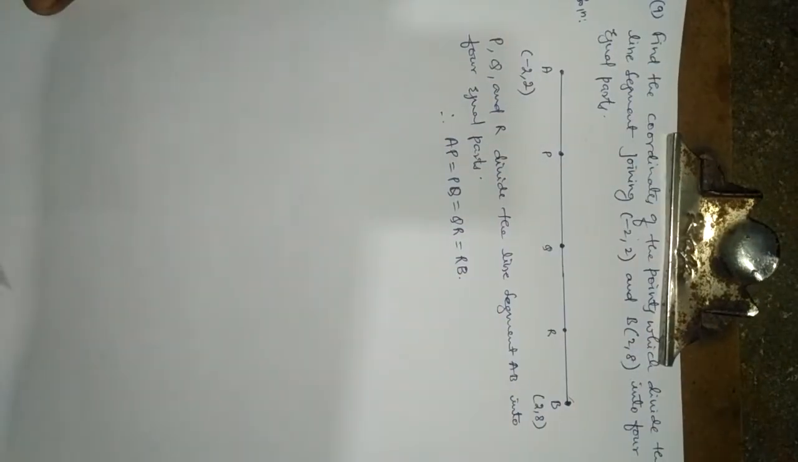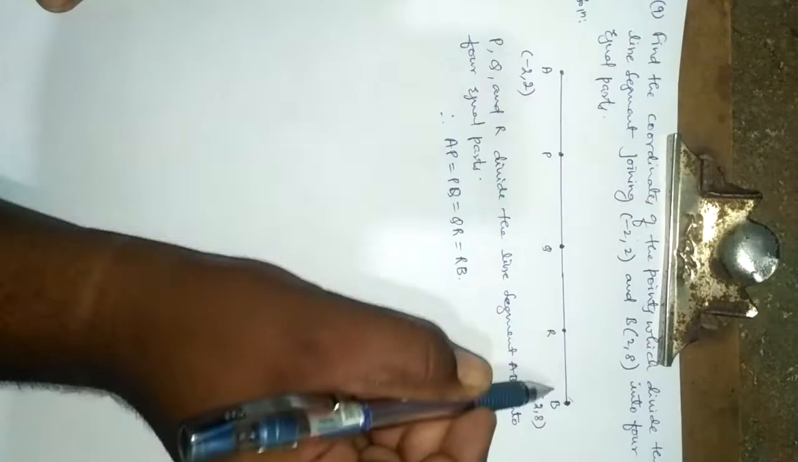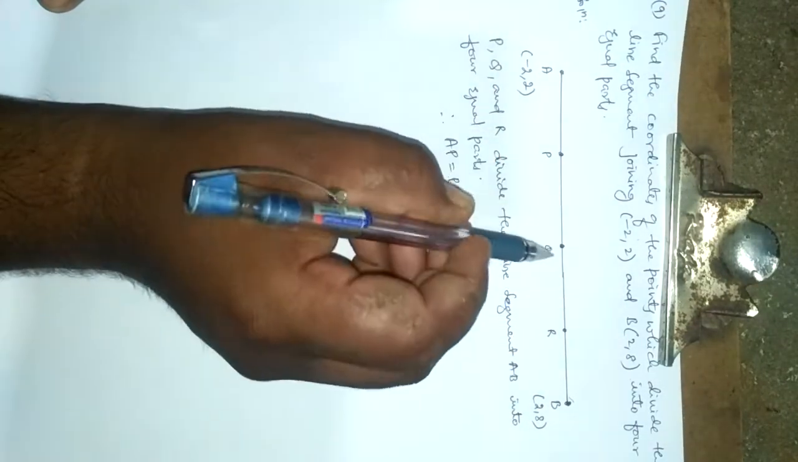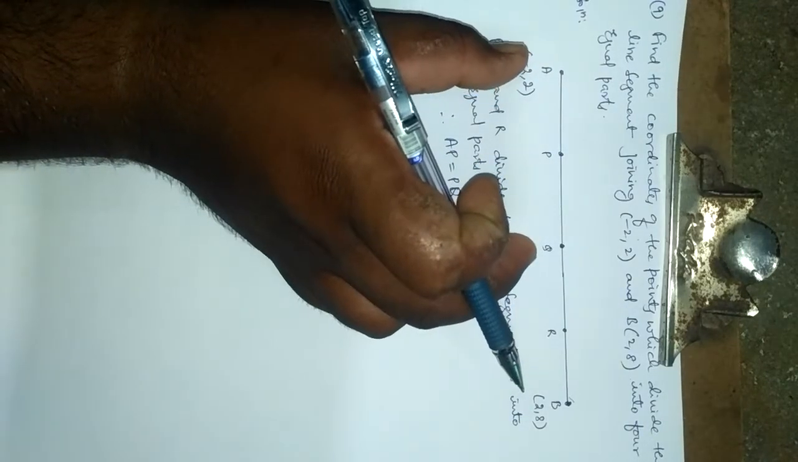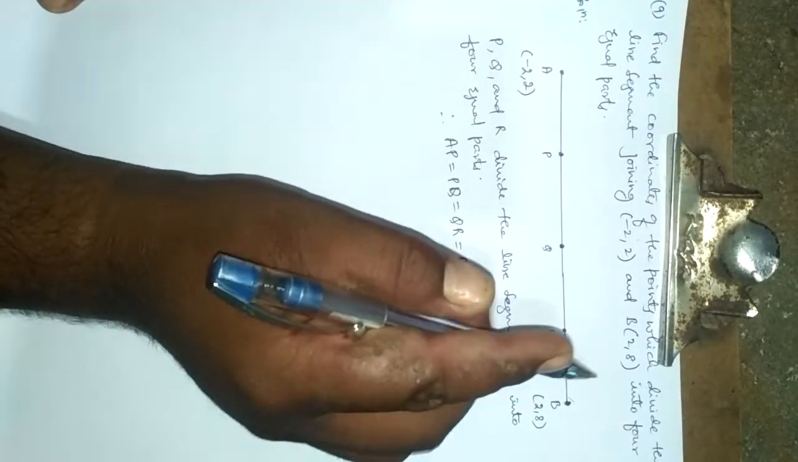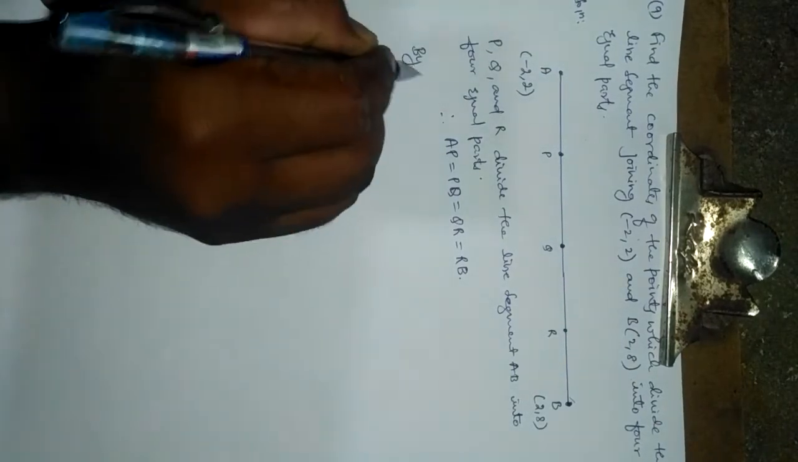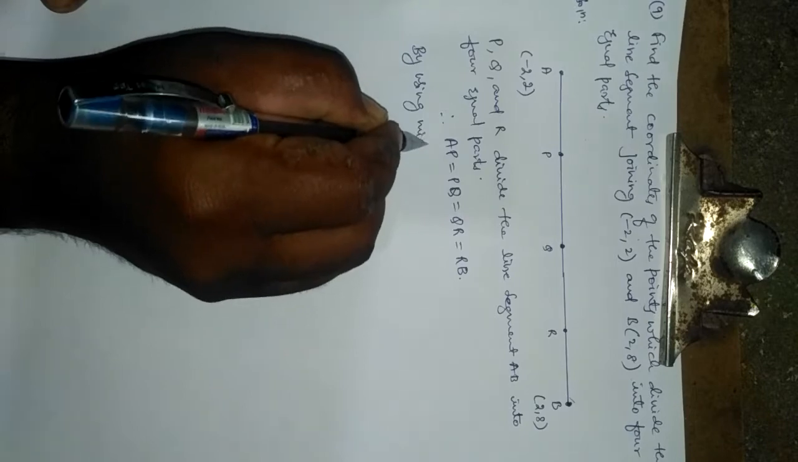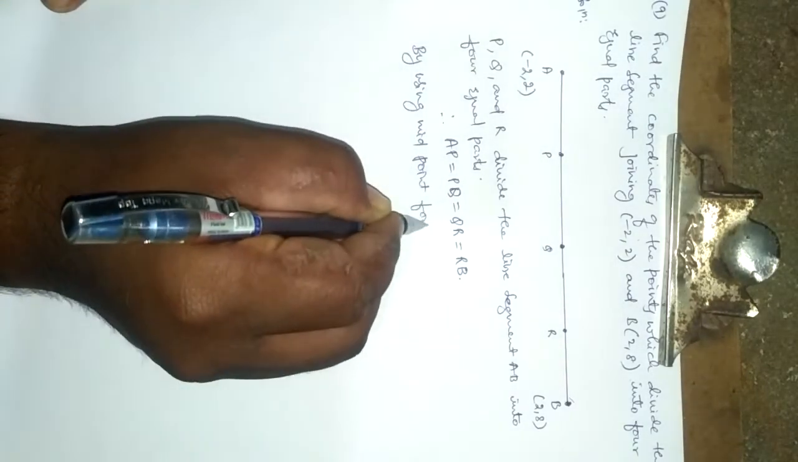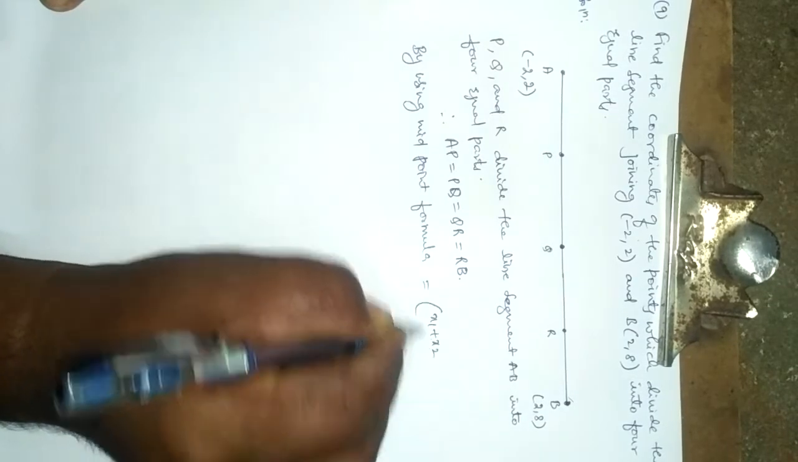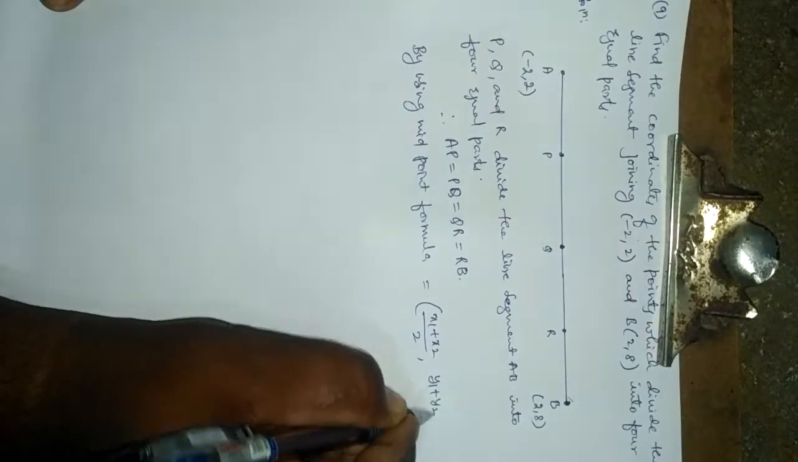In this problem, we need the midpoint formula. With the help of the midpoint formula, Q is the midpoint of AB. First, we have to find the midpoint of AB, that is the point Q. After getting the coordinates of Q, we have to find the midpoint of AQ, we will get point P. If you find the midpoint of QB, you will get point R. So the formula helpful in this problem is the midpoint formula. What does the midpoint formula say? It is (x1 plus x2)/2, (y1 plus y2)/2.